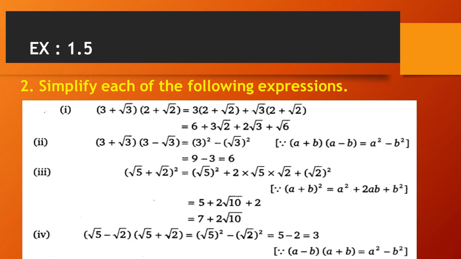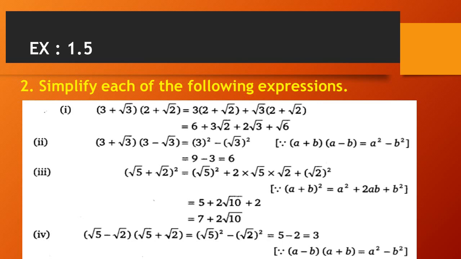Now we can go for the third one, root 5 plus root 2 the whole square. This is also in the form of an algebraic identity, a plus b the whole square, which is equal to a square plus 2ab plus b square. Consider a as root 5 and b as root 2. Apply that identity to find the answer. So root 5 plus root 2 the whole square gives root 5 the whole square plus 2 into root 5 into root 2 plus root 2 the whole square, which is equal to 5 plus 2 root 10 plus 2, which is equal to 7 plus 2 root 10. Hence root 5 plus root 2 the whole square is equal to 7 plus 2 root 10.